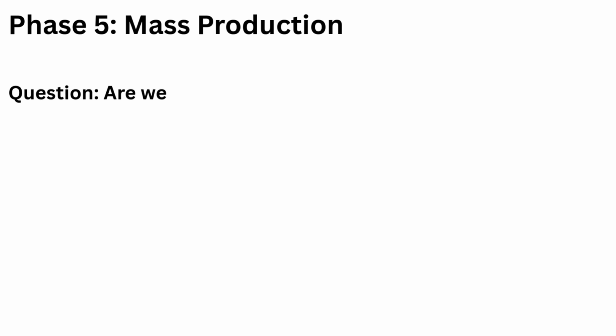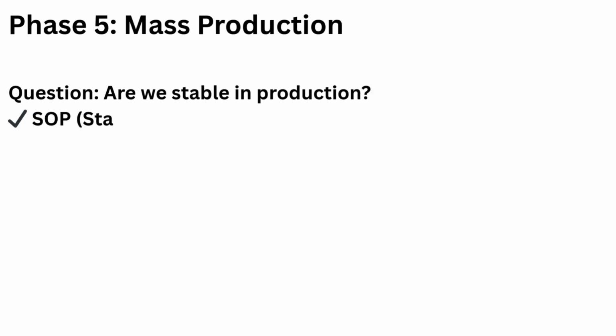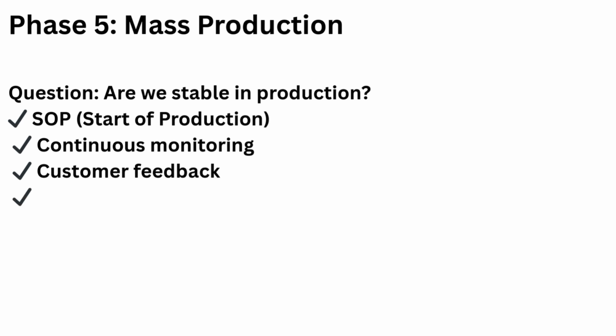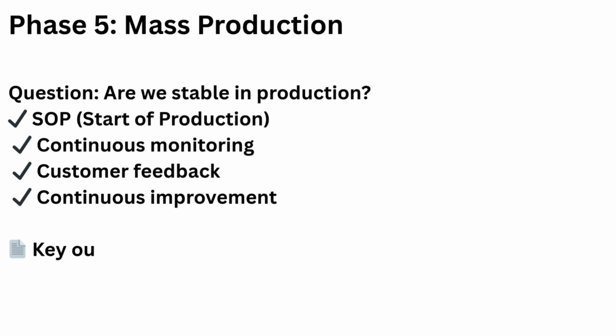Phase 5 of APQP is called the mass production phase. The key question in this phase is, are we stable in production? This phase begins with SOP, or start of production, where regular manufacturing starts using approved processes and controls. During production, continuous monitoring is carried out to track quality, process performance, and delivery targets.